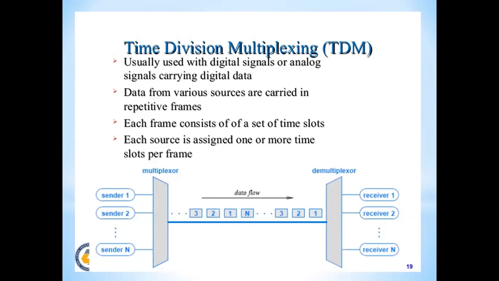Disadvantage of TDM: synchronization is essential for proper operation, and due to slow narrowband fading, all TDM channels may get wiped out.